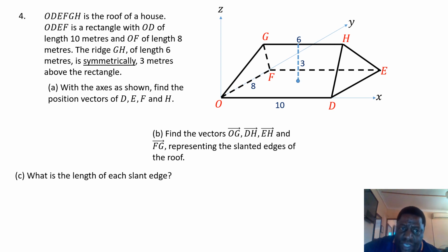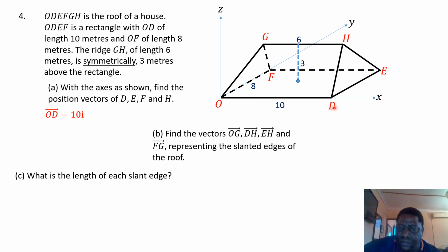meters, as you can see, and OF is 8, all the way there, and the ridge GH is 6 meters, symmetrically 3 meters above. So with the axes as shown, find the position vectors of D, E, F, and H.